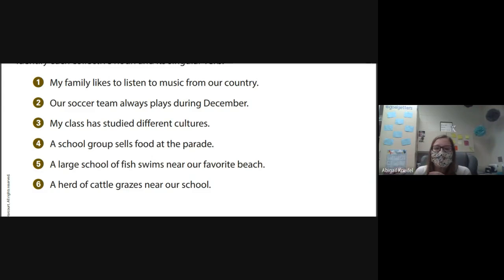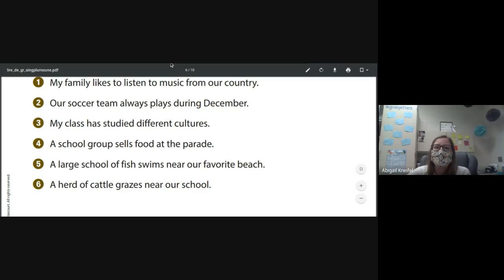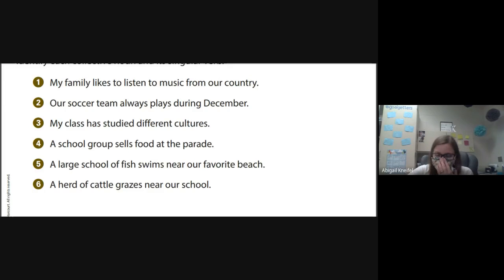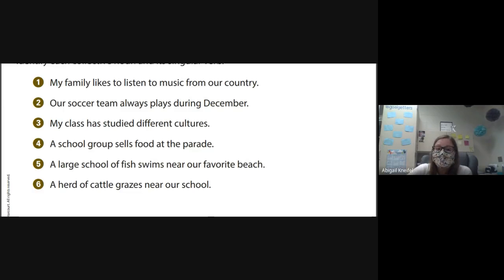A school group sells food at the parade. What is the collective noun in this one? Mark, what's the collective noun? A school group. Yeah, group. You could literally just say school group or group. And what do they do in this one? What's their verb, Olive?